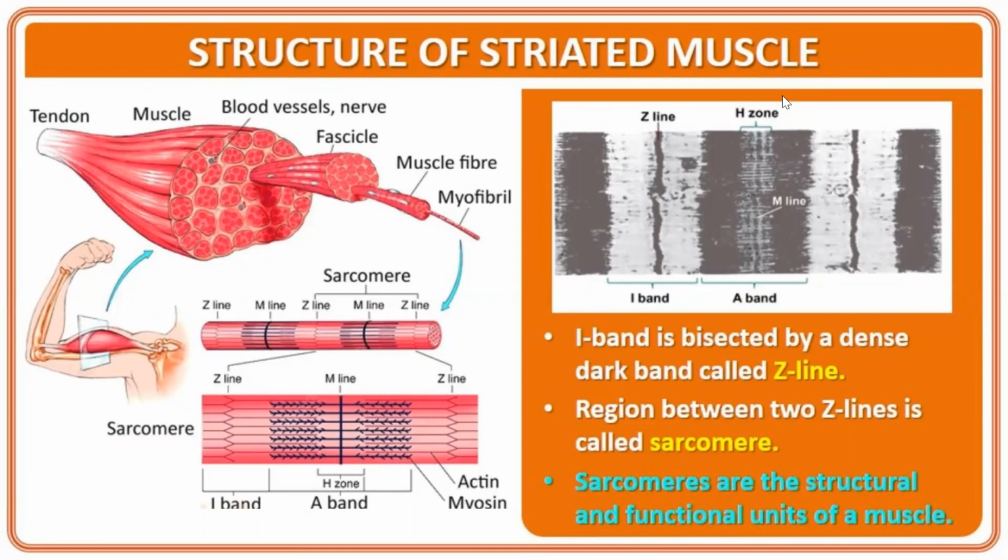Here you can see one more diagram of skeletal muscle. We can see over here the Z line, H zone. Between the H zone, there is M line. Then the dark band is the A band and the lighter one is the I band.